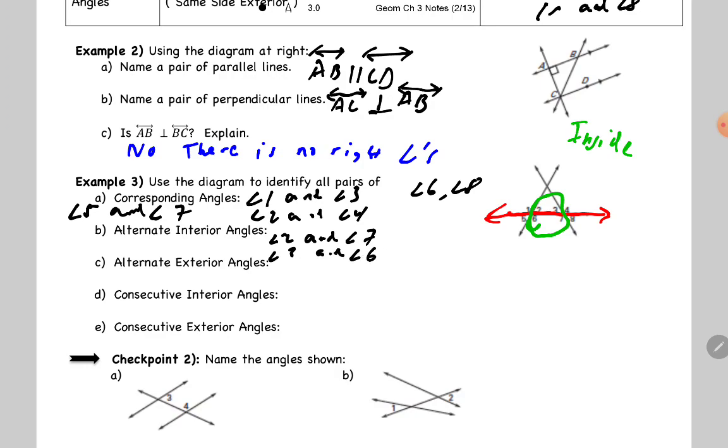So alternate exterior angles, that would be angle 1 and angle 8, and then angle 5 with angle 4. Consecutive interior means same side on the inside. So angles 2 and 3, and then angles 6 and 7. Consecutive exterior 1 and 5, 4 and 8.